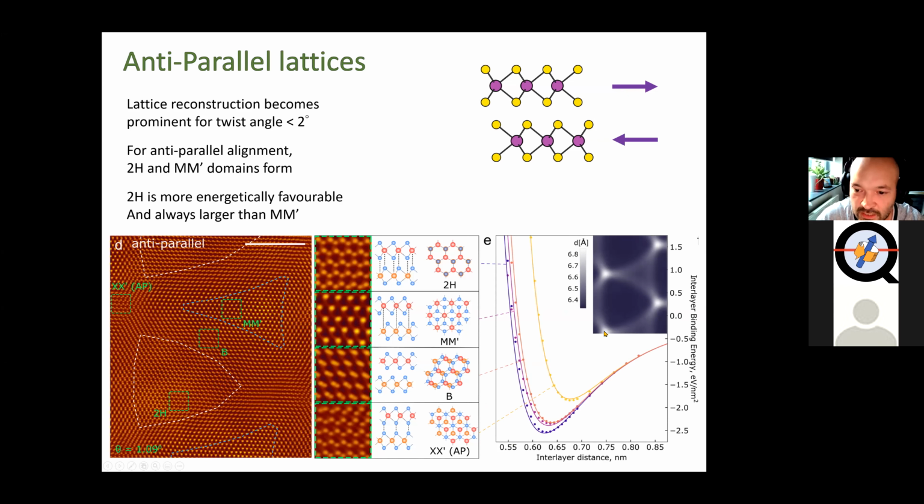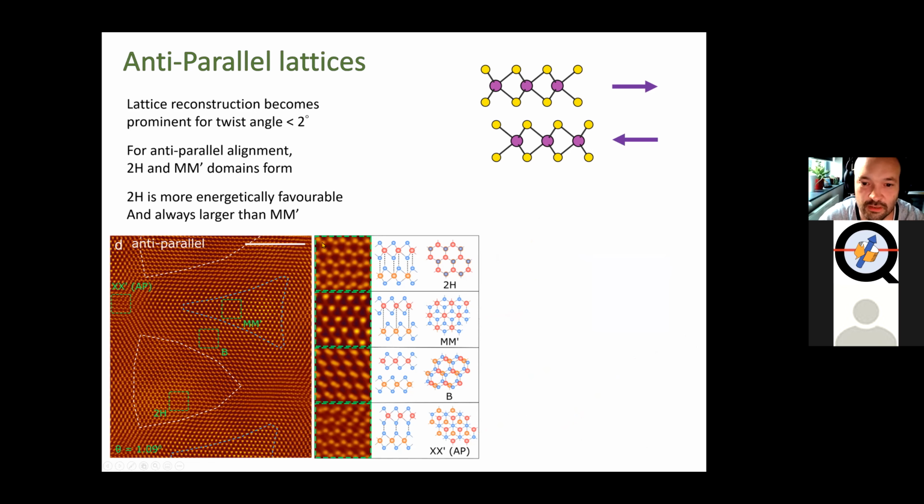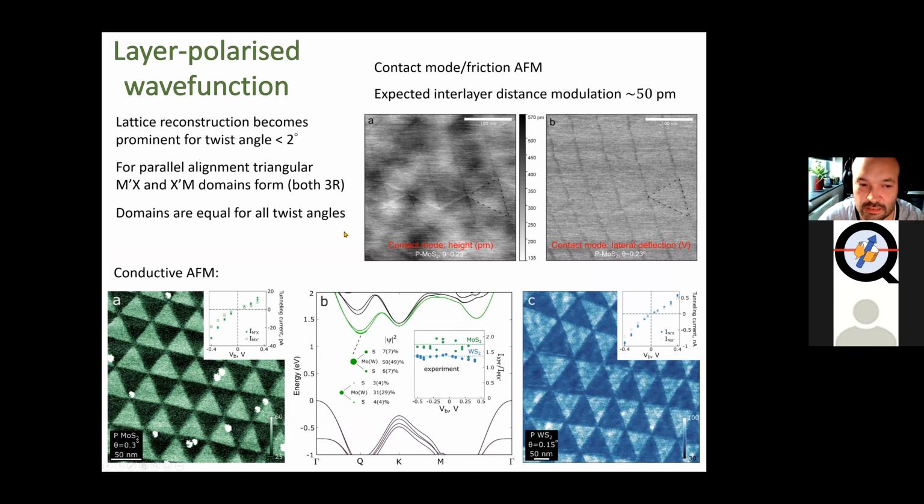The same idea here. You can see that the interlayer distance varies. It's highest in these high symmetry XX points, and it's lowest where they are stacked in 2H configuration. Now, after looking at the properties, of course, we have to have a look at the other things.